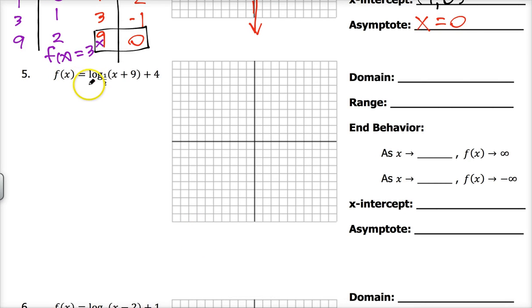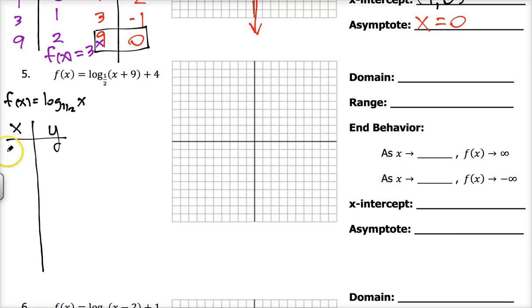All right, number 5, we have f of x equals log base 1/2 of (x plus 9) plus 4. We'll start this out with f of x equals just log base 1/2 of x, and then go from there. Okay, so I'll start out with y values again at -2, -1, 0, 1, and 2. Ask yourself, 1/2 to the -2 power, that's going to give you what? That would be +4. 1/2 to the -1 power, +2. 1/2 to the 0 power is 1. 1/2 to the first is 1/2, and 1/2 squared is 1/4.